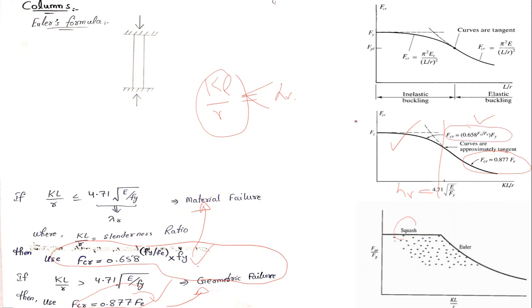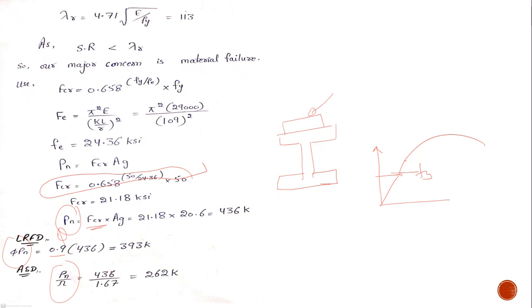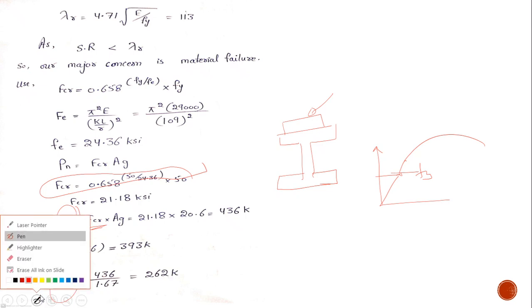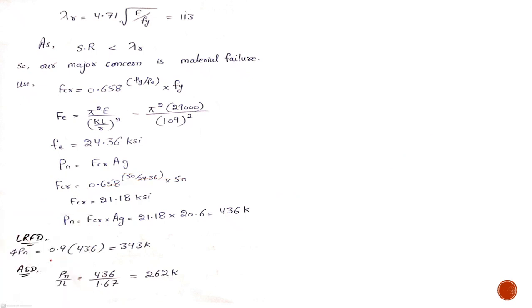So it all comes to the slenderness ratio and this critical factor lambda r, this boundary limit. The value of lambda r is found using this formula, where E is the modulus of elasticity, Fy is the yield, and 4.71 is the factor. So it's easy. The prime aim of this question is to find the nominal capacity, and then based on that nominal capacity, you have to find the design capacity.